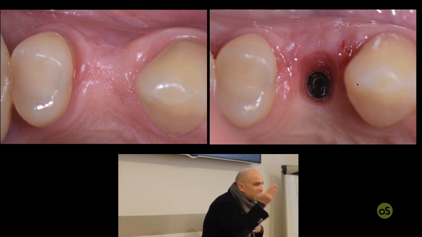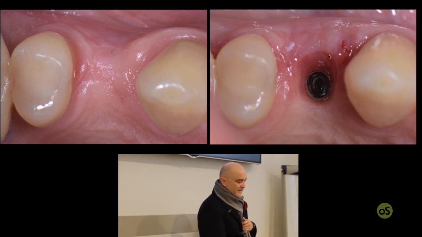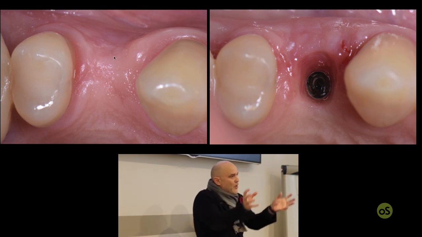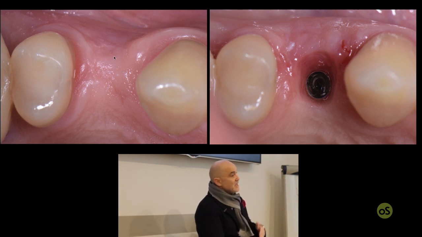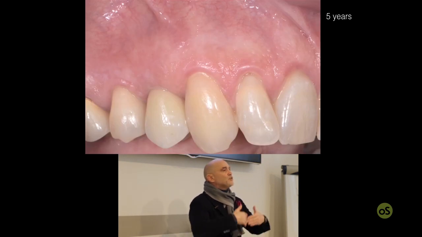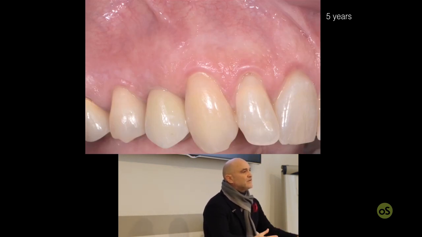But if you know what a split thickness papilla is, it means that this is only epithelium and connective tissue that is elevated buccally, and the whole body of tissue is left untouched. And now you have the opportunity to see tissue growing.